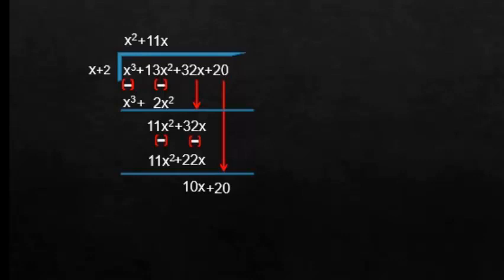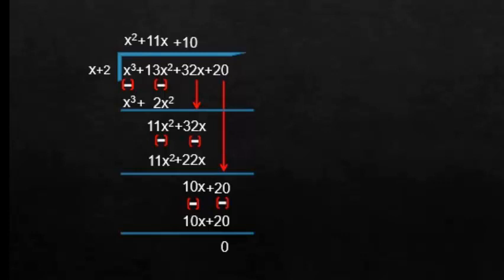The first term of the dividend is now 10x. Now you are dividing 10x by x. So 10x divided by x gives you 10, which you write in the quotient's place. Again you multiply 10 and x plus 2. You get 10 into x is 10x, which you write down. 10 into 2 is 20, which you write below 20. So when you subtract, 10x minus 10x gives you 0. 20 minus 20 gives you 0. That means the remainder is 0.